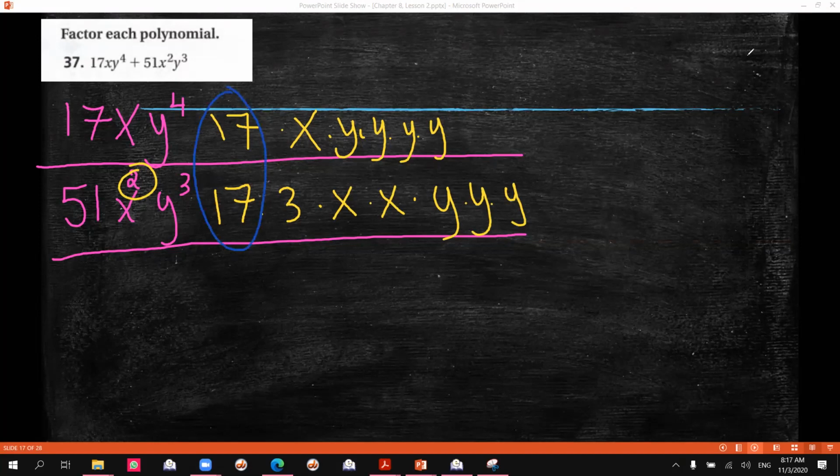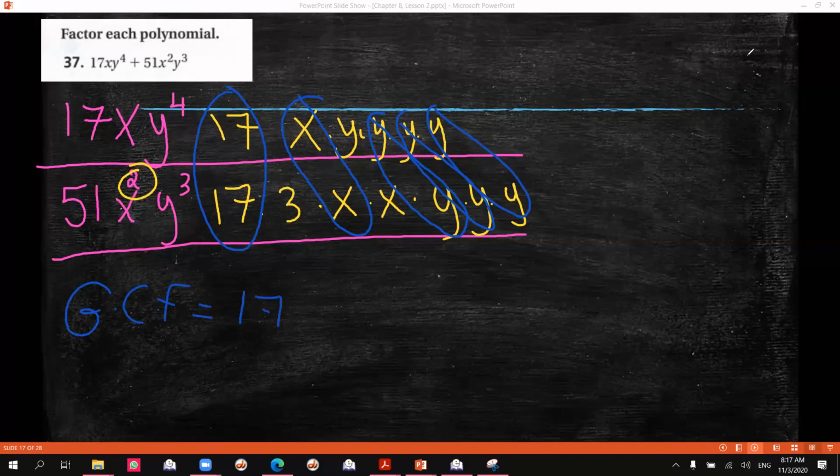Now let's find the GCF. 17, x, y, y, and y. Is it right? Yes. So I will say now that the GCF here is 17xyyy, the common only. Teacher, yes, Asma. After 17 comes 17, and x comes to x. There is a 3 in between them. No, no. Okay, this is multiplied. Oh, okay.